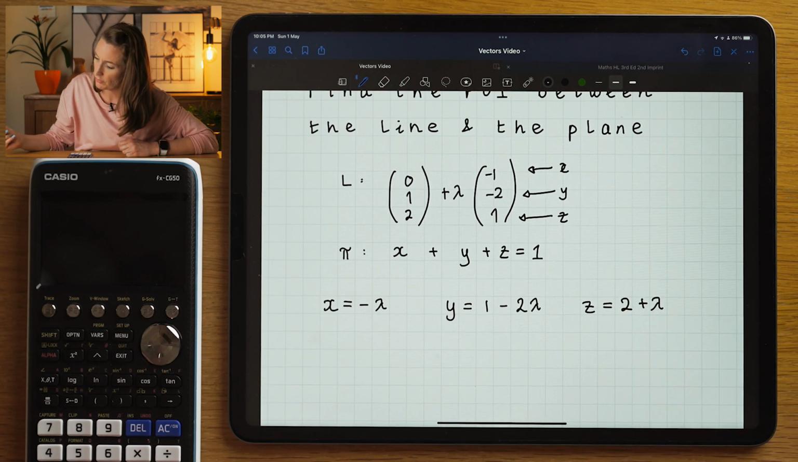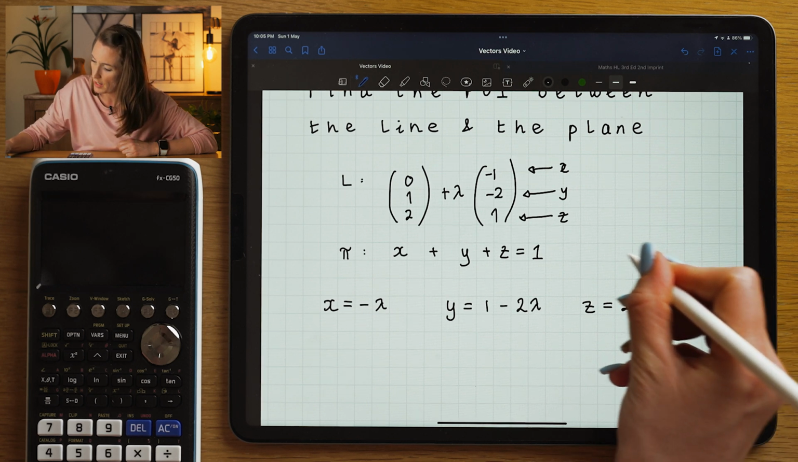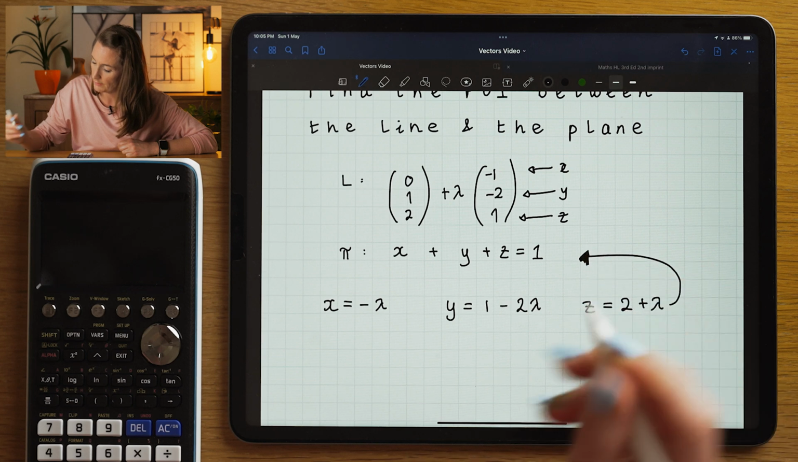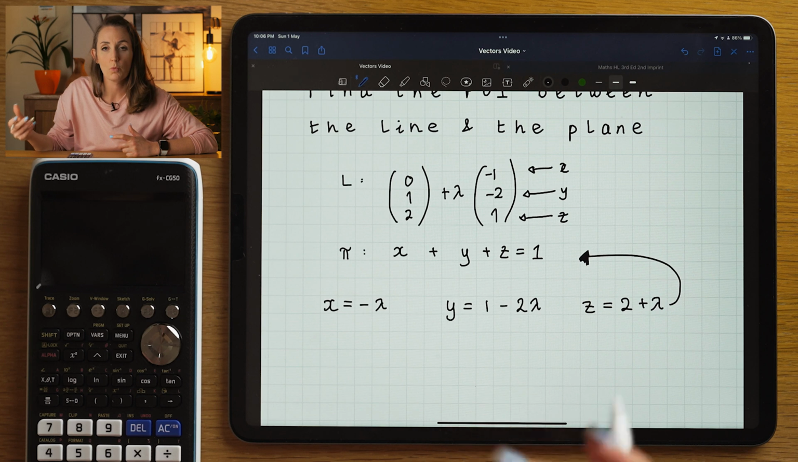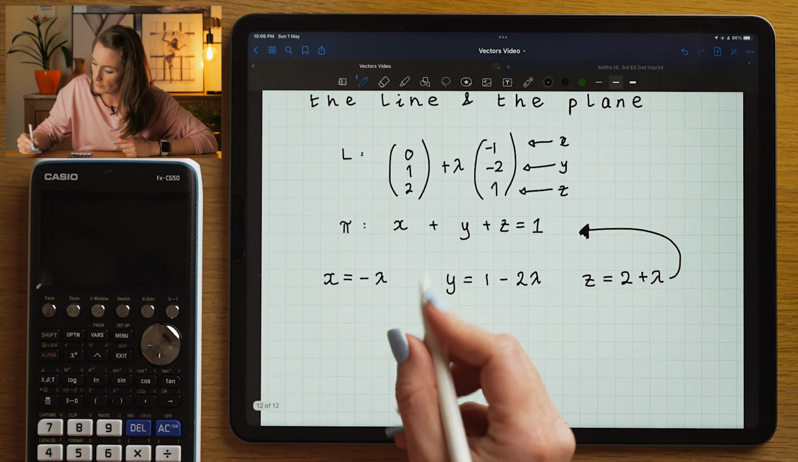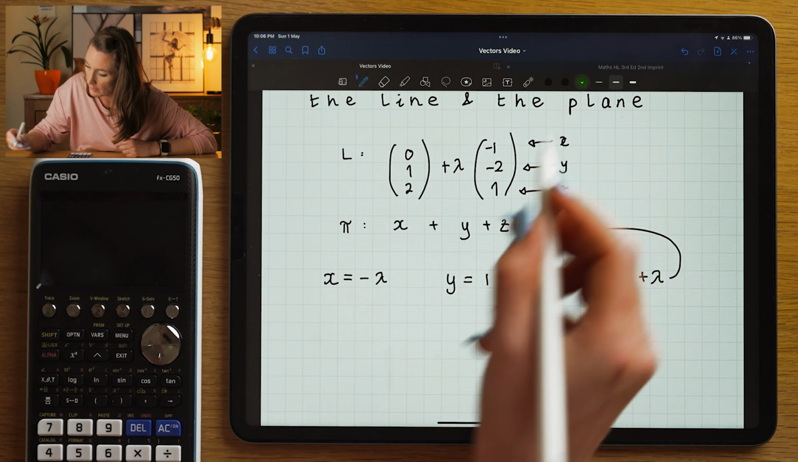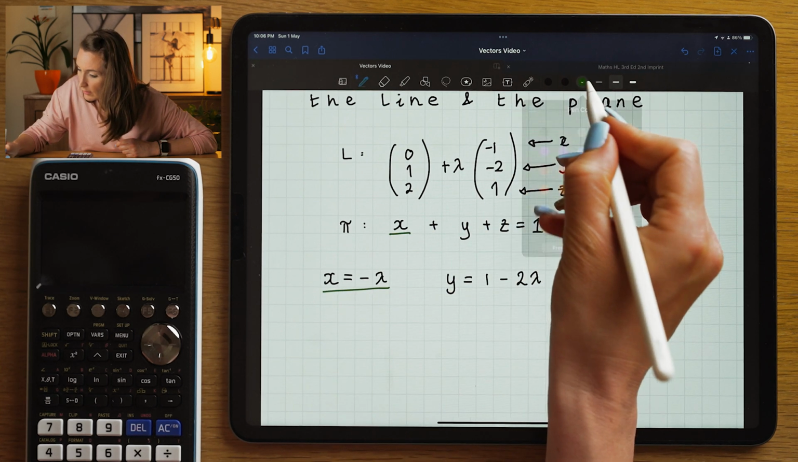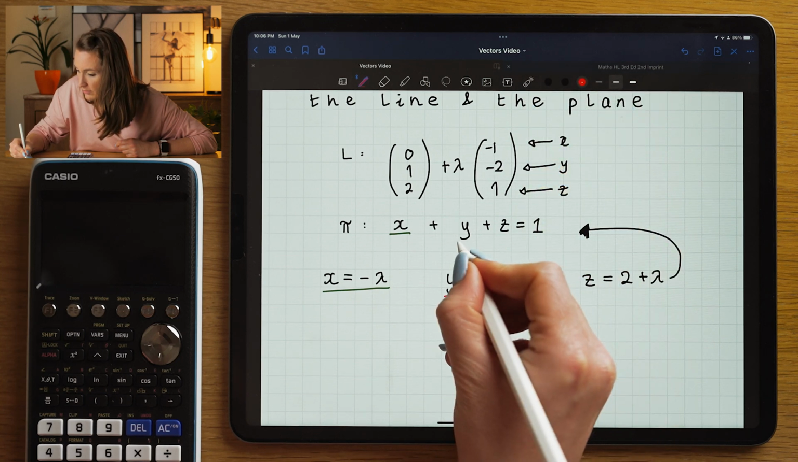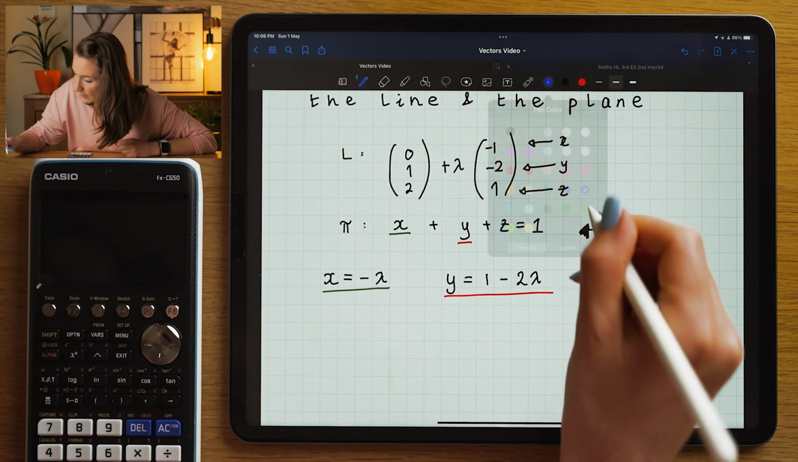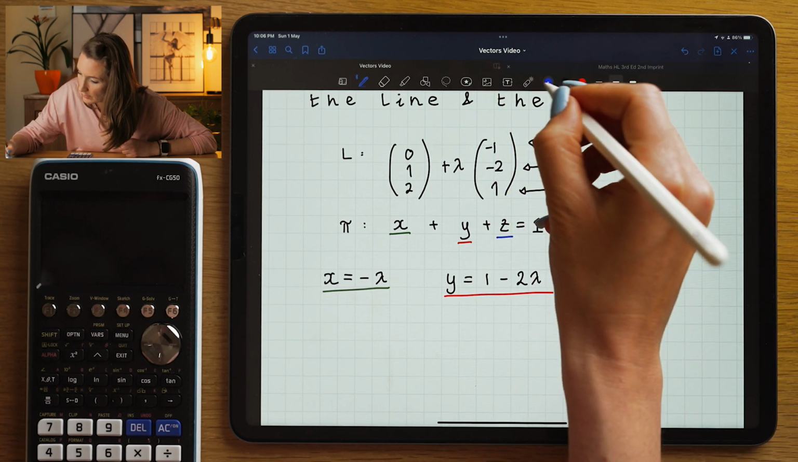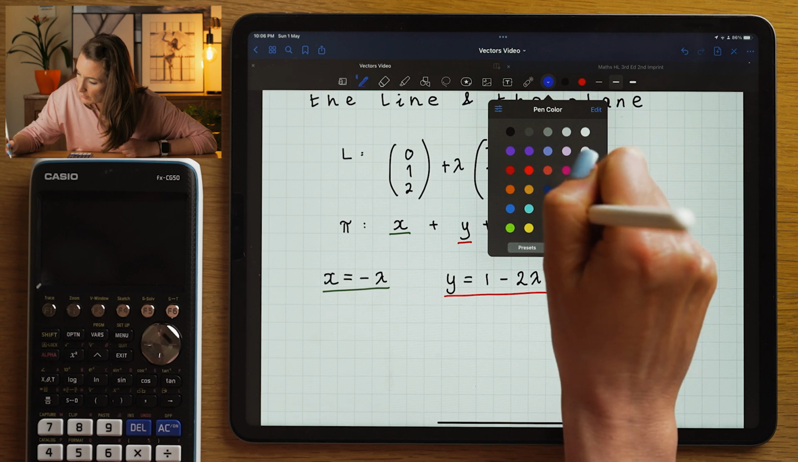Okay, so I've got three parametric equations, and what I'm going to do is substitute my equations for the line into my equation for the plane. This is really beneficial for us because then we're going to have one equation in one unknown, lambda, and we'll be able to solve for lambda. So instead of x, I'm going to put this here, this here, and this here. One at a time.